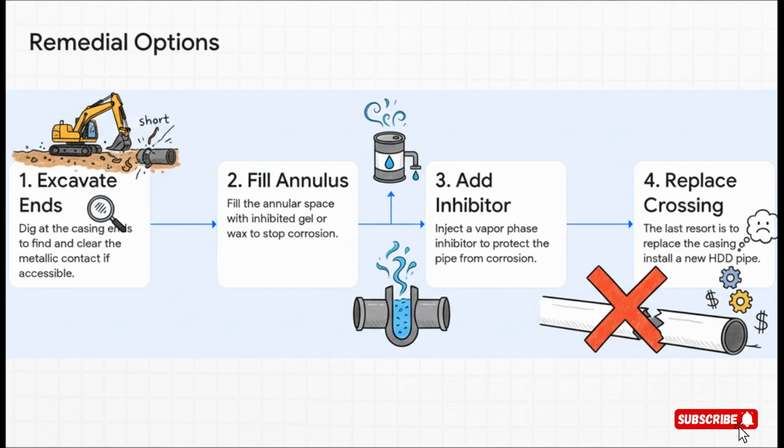If you can't fix the short, then you have to change the environment inside the casing. The next best thing is to pump the whole space full of a special corrosion-inhibiting gel or wax. This pushes out all the water and soil, and if there's no electrolyte, there's no corrosion. And if all else fails, the absolute last resort is to do a full replacement of the crossing, which is, as you can imagine, a massive and incredibly expensive job.